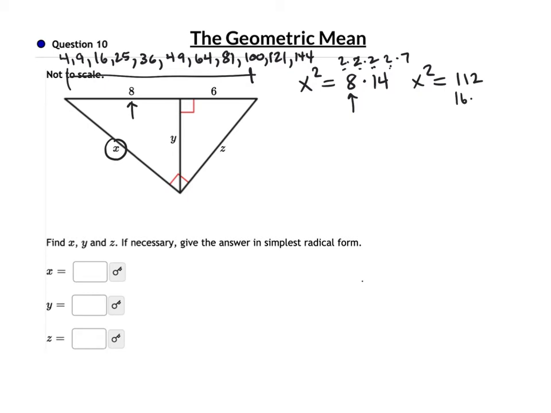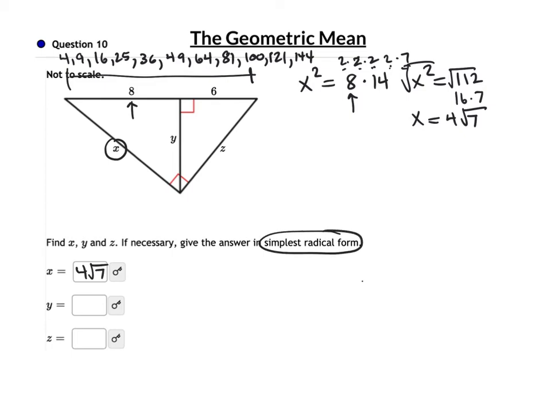112 divided by 16 is 7. 16 times 7. Yeah, it was right there, wasn't it? That's under the square root because we're going to find x. X then equals the square root of 16 is 4. That's 4 root 7. 4 root 7 is what x is. Simplest radical form is what we're after.